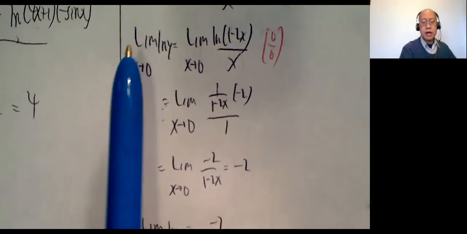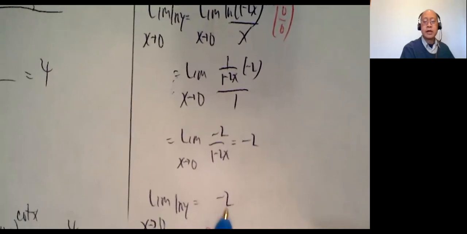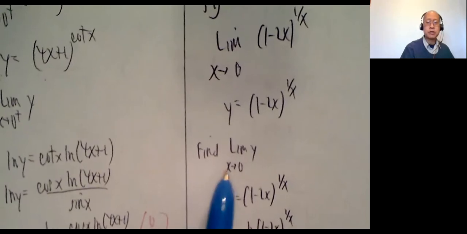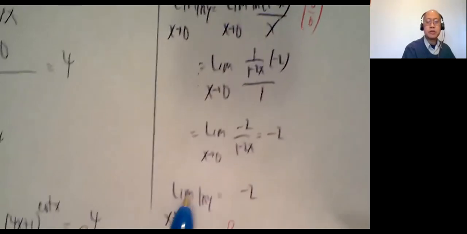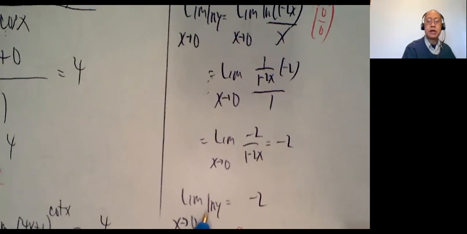But remember, that's why I wrote this down. I now have limit as x approaches 0 of natural log of y is negative 2. But ultimately, I'm looking for the limit as x approaches 0 of y. I do have the limit as x approaches 0 of ln y. So how do I get rid of the ln y?